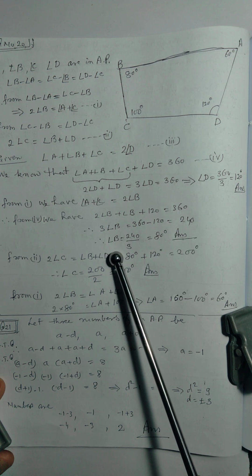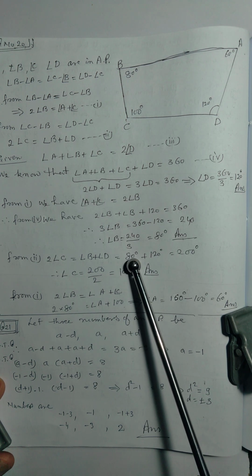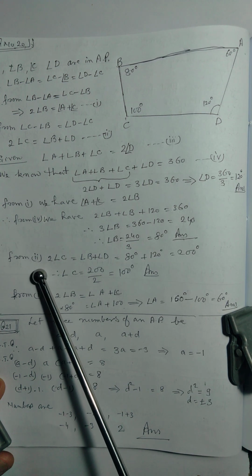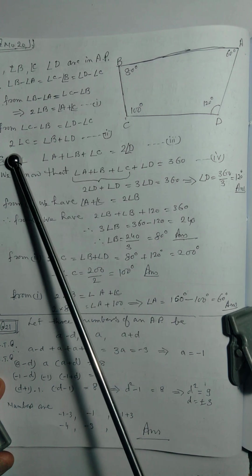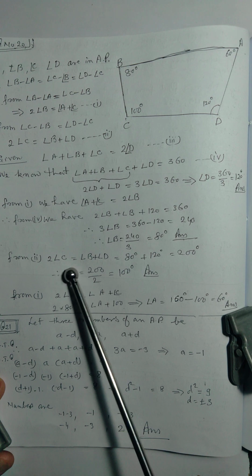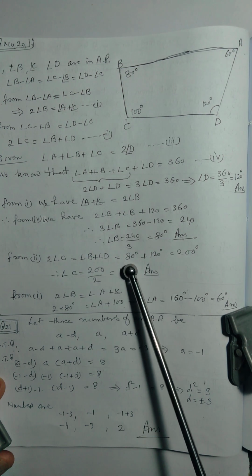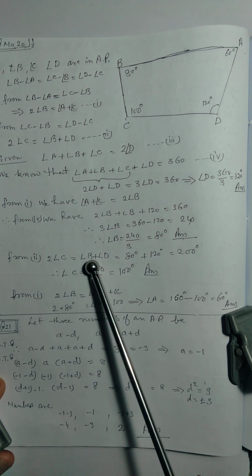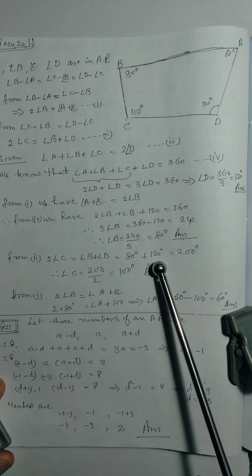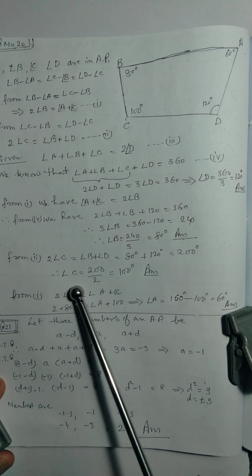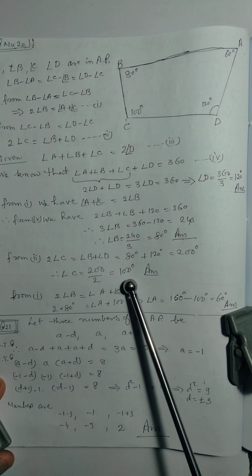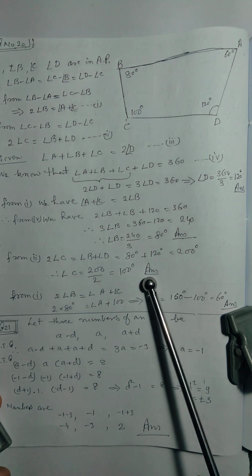So B will be equal to 240 divided by 3, that will be equal to 80 degrees. From the second equation, twice of C is equal to B plus D. So twice of C is equal to angle B plus angle D, that is 80 plus 120. We know the value of B and we know the value of D. So 80 plus 120 is equal to 200. Therefore, the angle C will be equal to 200 divided by 2, and it will be equal to 100 degrees.